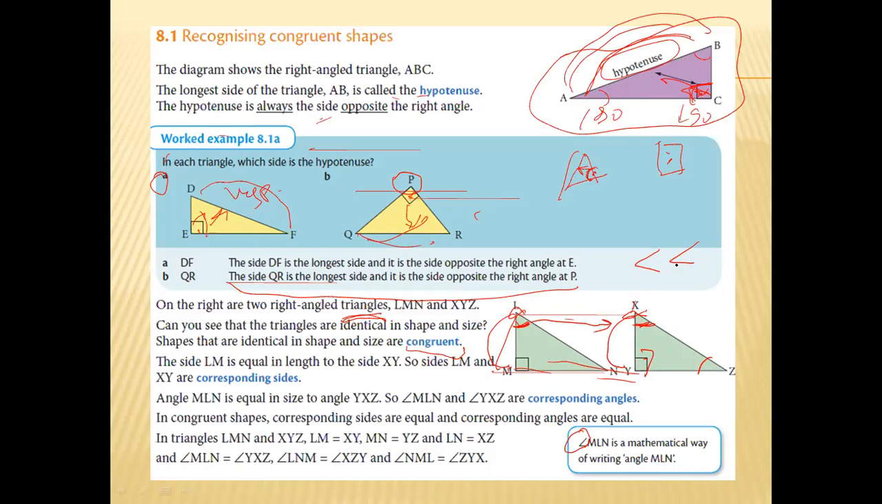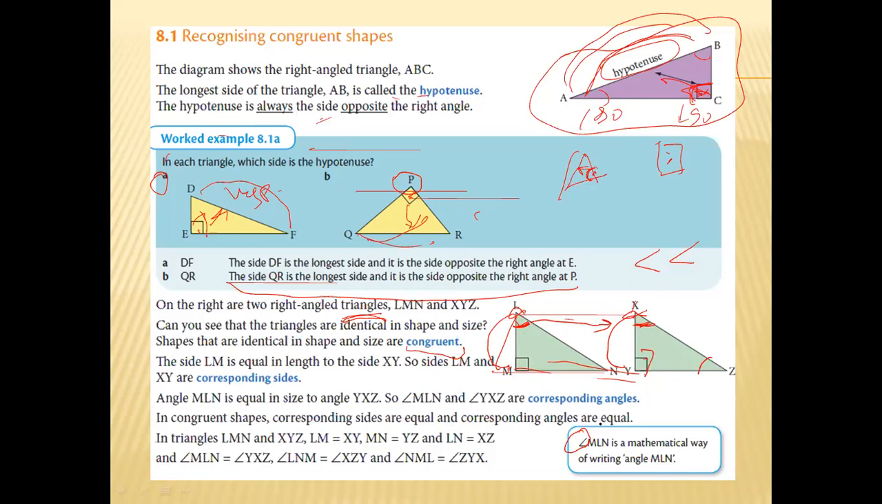Also MLN and YXZ are corresponding angles, and their angles are the same because they are corresponding, they are congruent to each other, and that's why they correspond. Then that's why their angles must be equal to each other. In congruent shapes, corresponding sides are equal and corresponding angles are equal.